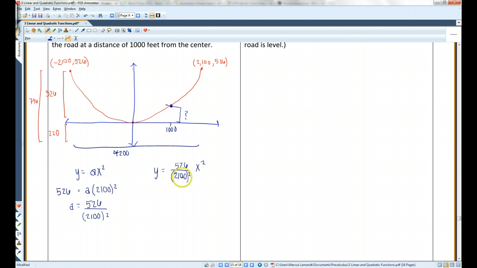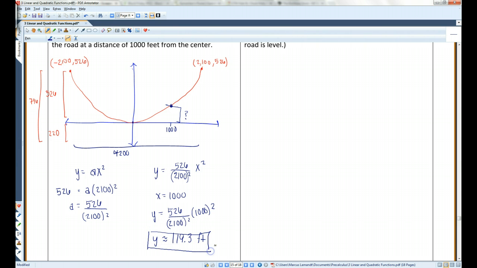Okay. So the height of the cable when x equals 1,000, because this is the x-axis here, we want to know what y is when x is 1,000. So I'm just going to plug this in for x. Y equals 526 over 2,100 squared times 1,000 squared. And you guys all have calculators, so I'll just give you the answer. It's going to be approximately 119.3 feet.